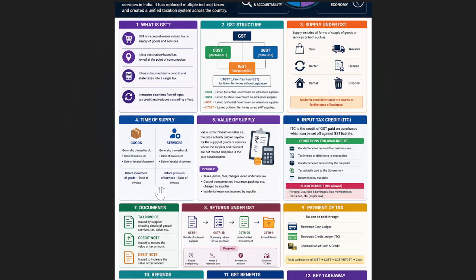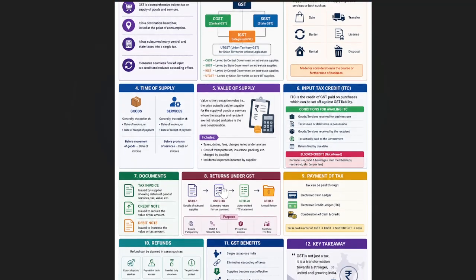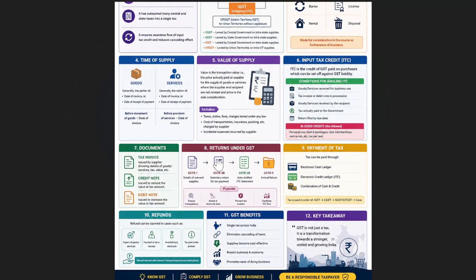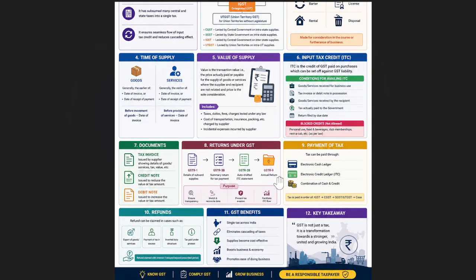What are the basic things for the returns under the GST, which is mentioned in this infogram? You can read it and understand it. Then the payment of GST: the GST payment is done by electronic cash ledger, electronic credit ledger, or a combination of cash and credit. Refunds can be claimed in cases such as export of goods or services, payment of tax in excess, inverted duty structure, tax paid under protest.